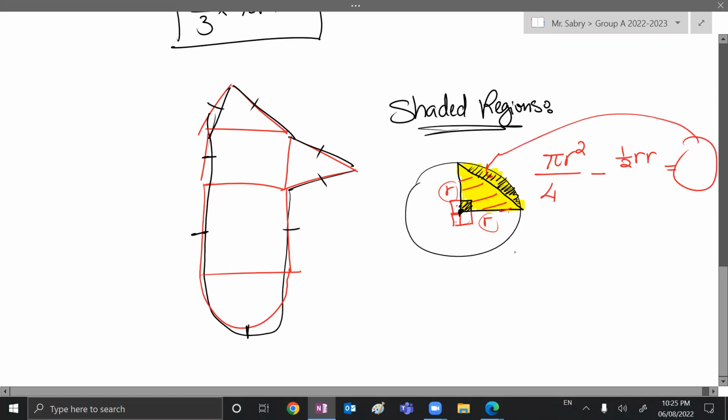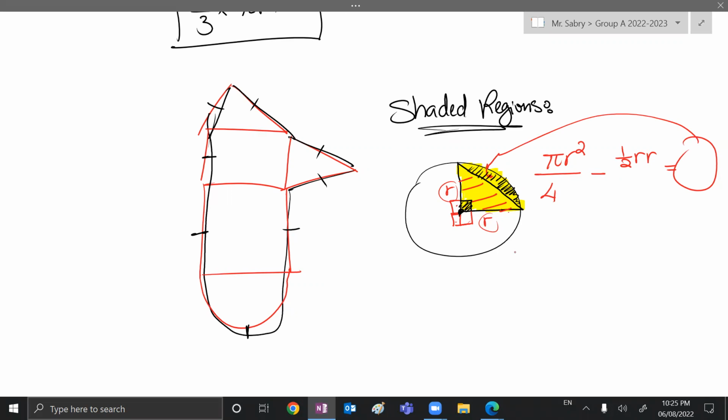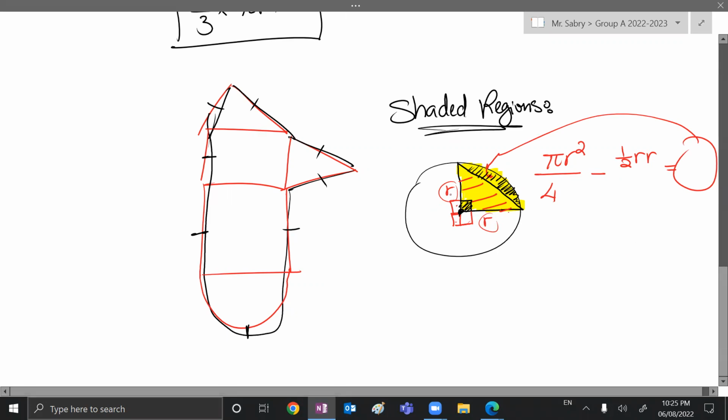So I've removed the triangle from a quarter of the circle, which is this sector. What's left now is the shaded region up there, the small one. So if I know the value of the radius, I can easily get the answer. Those make sense.